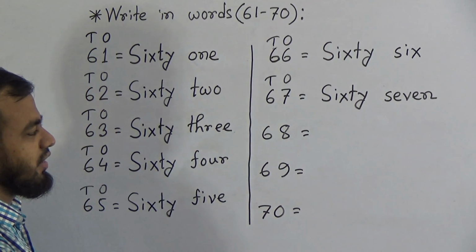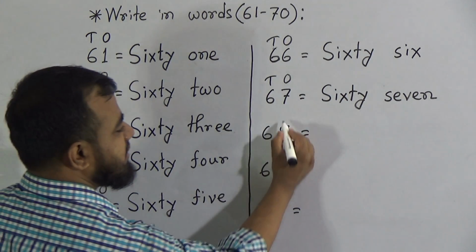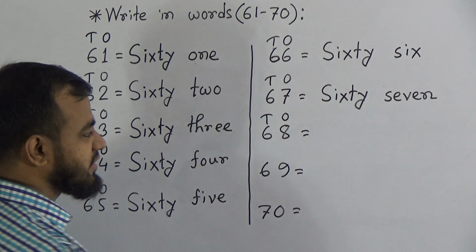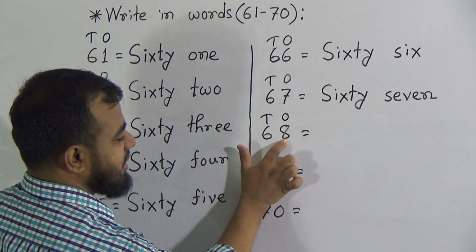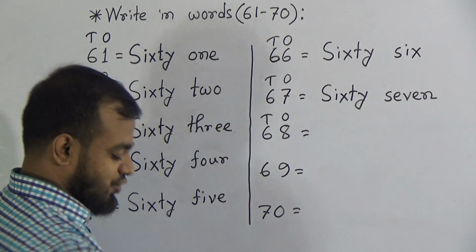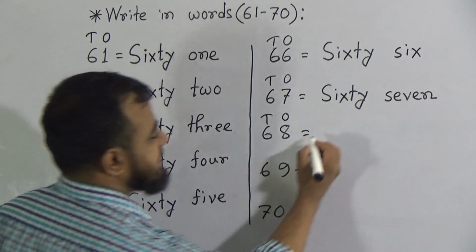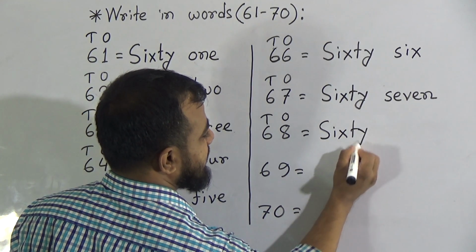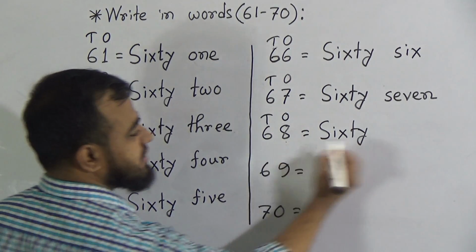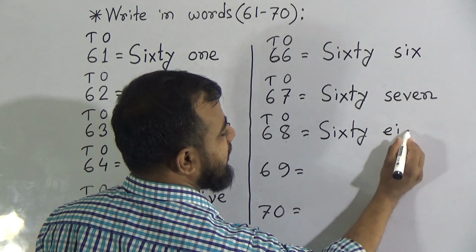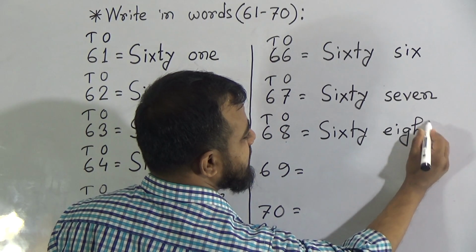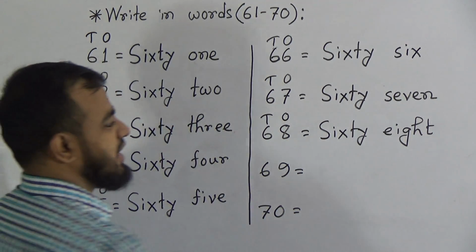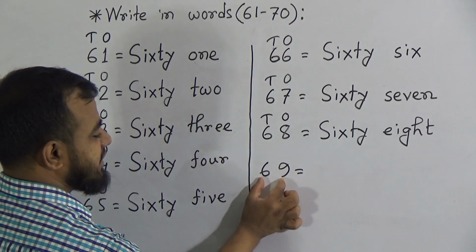After that the number comes which is 68. This 8 is in 1's place, this 6 is in 10's place. So 6 and 8 make 68. Write down at first the spelling of 60, S-I-X-T-Y. Then we write down the spelling of 8, E-I-G-H-T. It's 68.